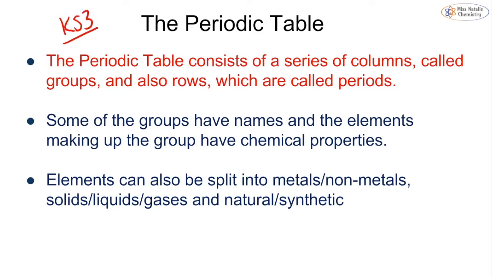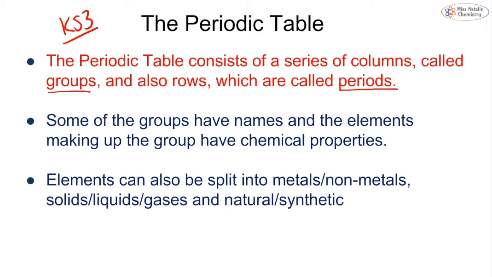Year 8, and it consists of a series of columns, which we call groups, and rows, which are called periods. Now, some of the groups have names, and you will be expected to know these names, and the elements making up these groups have specific chemical properties, and they share a chemical property. Most of them will react in very similar ways. It will just be different levels of reaction.